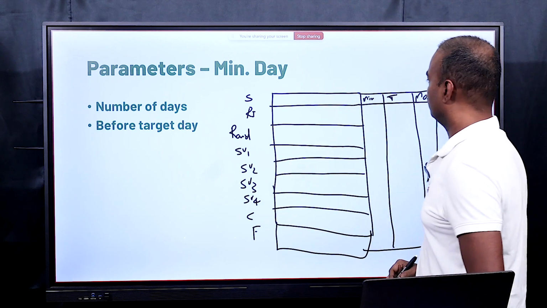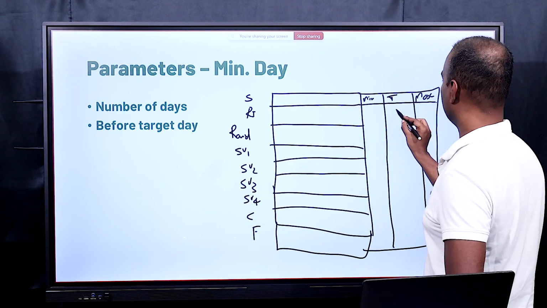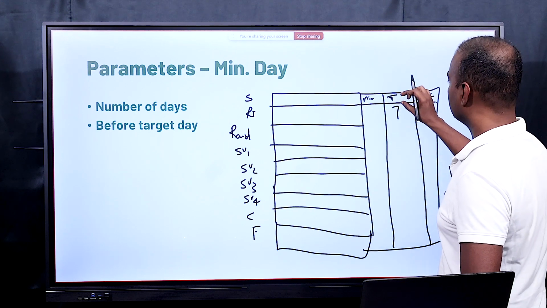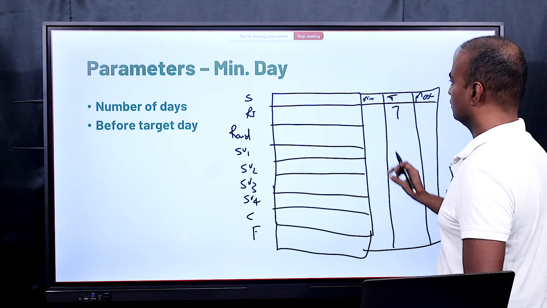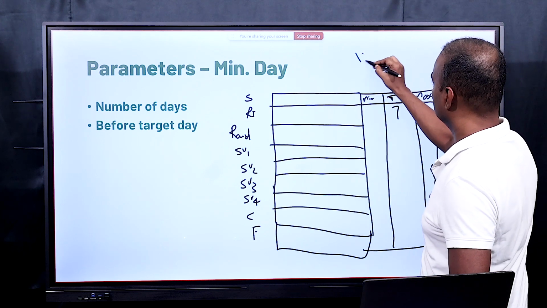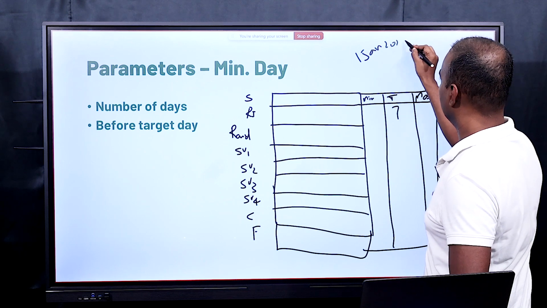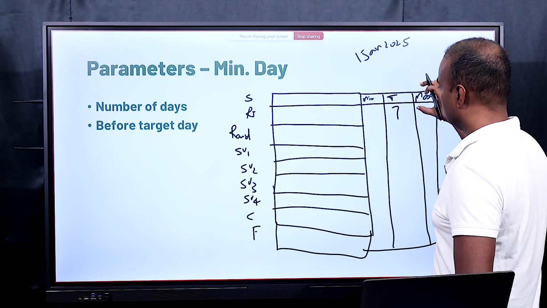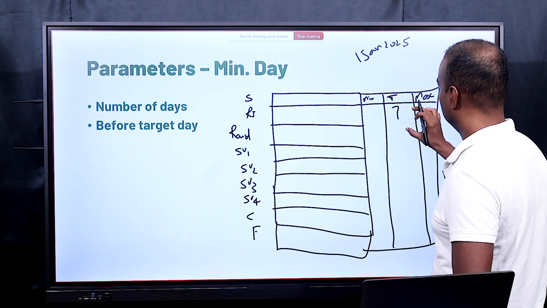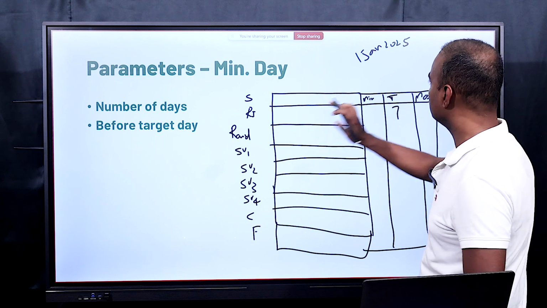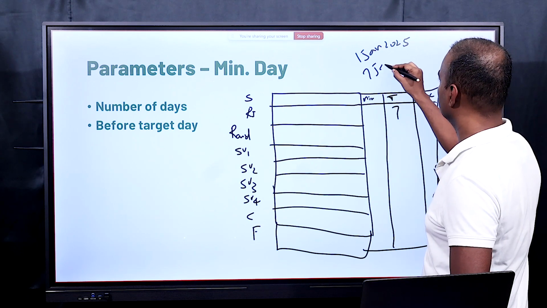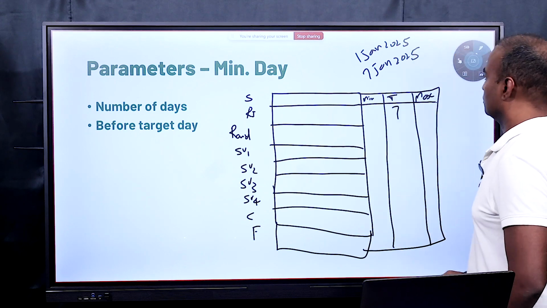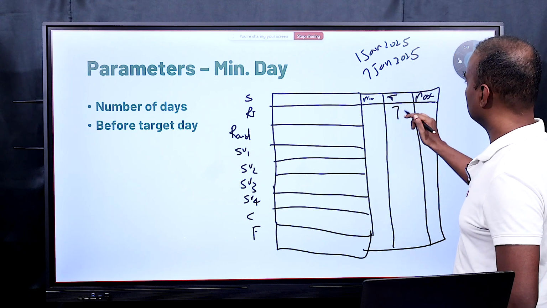So for example, if I give the target day as 7, what I mean is the anchor day plus 7. Screening has occurred on 1st Jan 2025. If I say target day 7, this run-in visit should happen on 7 Jan 2025. So now Jan 7th is the target day.